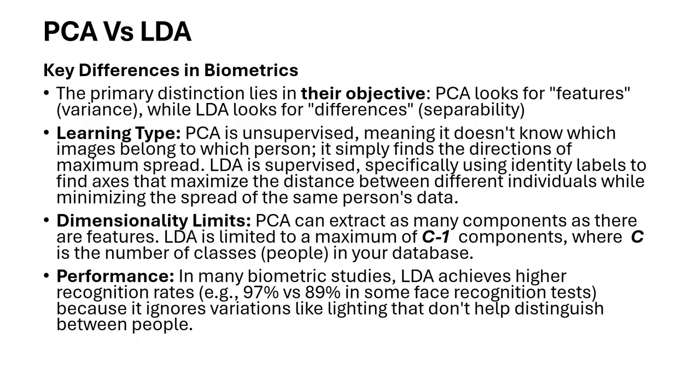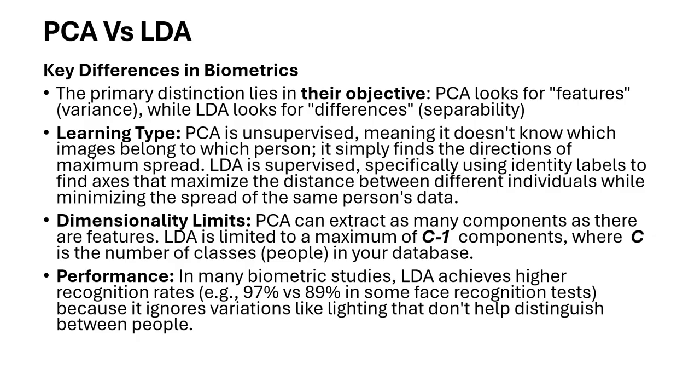So that is a main difference in the learning type. PCA is unsupervised and LDA is a supervised one. Then finally, the dimensionality reduction. PCA can extract many components as features, but LDA is limited: the features are going to be a maximum of C minus 1 components. Here C is nothing but the number of classes, or otherwise the number of persons we are going to compare in our database.